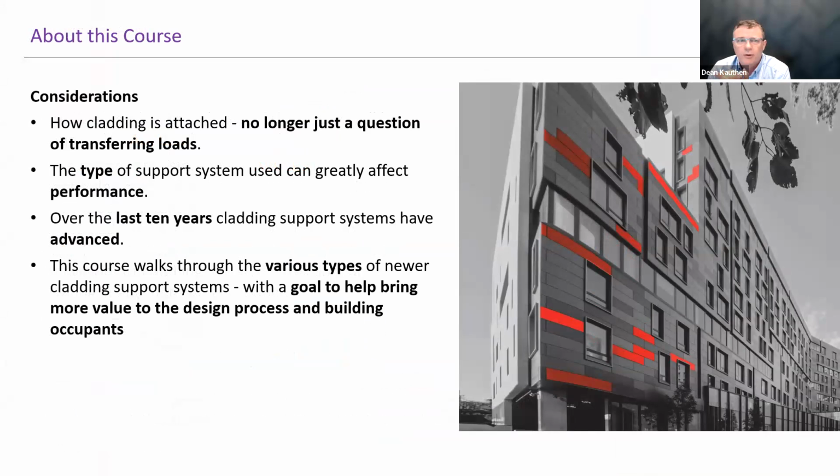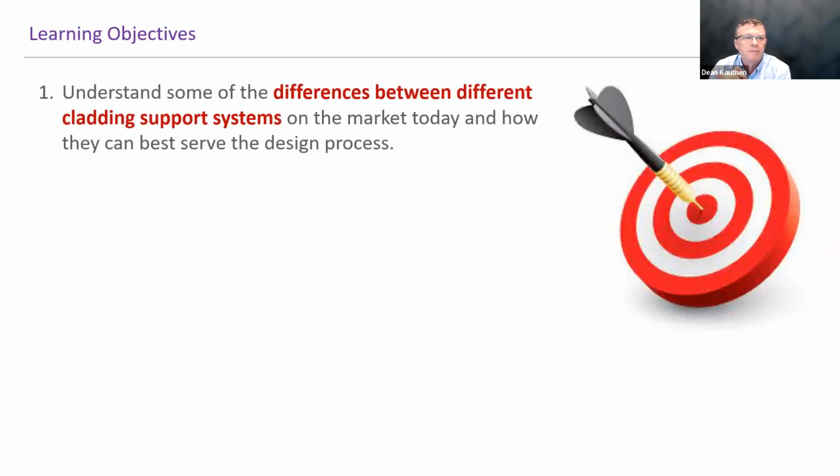So when we talk about this course, we're no longer talking about how cladding is attached. It's not just the question of transferring loads from the cladding to the building, and the type of support systems that we use can greatly affect the performance of the building. So we'll take a look at that in greater detail, as well as the advancements over the past 10 years or so in cladding attachment systems. So those are really what the program's going to be about.